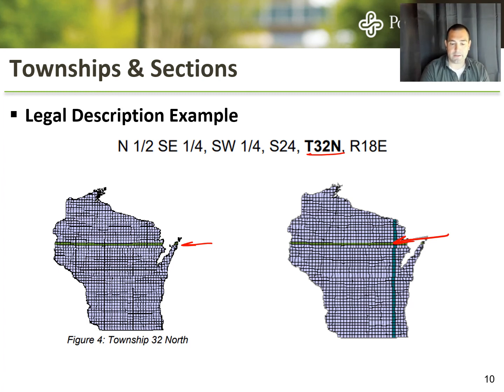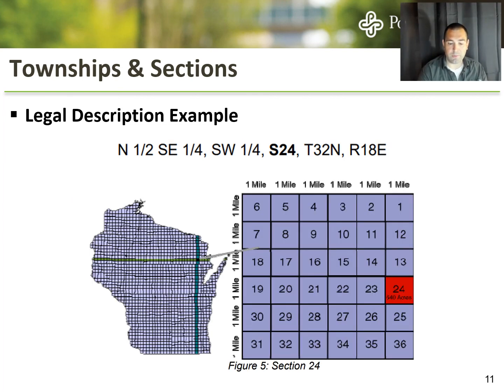So that township where the arrow is pointed has a coordinate, if you will, of township 32 north, range 18 east. Now that's a big space, right? That's a 6 mile by 6 mile square, and so we need to drill down a little bit further. Well, that 6 mile by 6 mile square is broken up into 36 sections, and we care about section 24. I think I might have said South 24 before. I meant to just say S24.